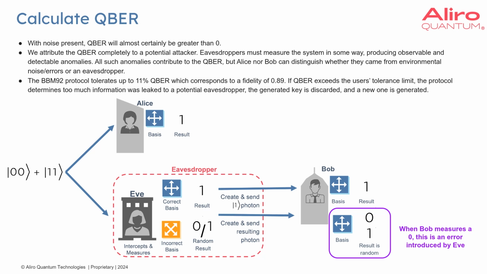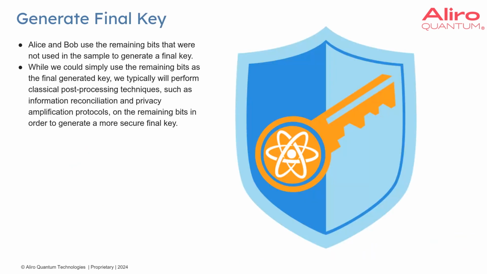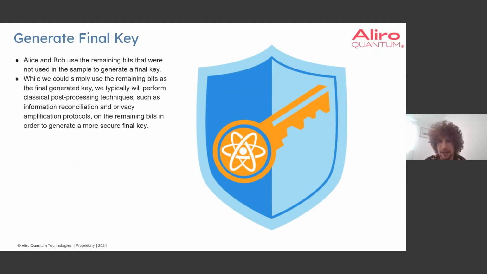The graphic below shows how an eavesdropper could contribute to qubit error rate. Alice and Bob use the remaining bits that were not used in the sample to estimate qubit error rate to generate a final key. While we could simply use the remaining bits as the final generated key, we will typically perform classical post-processing techniques such as information reconciliation and privacy amplification protocols on the remaining bits in order to generate a more secure final key. These classical post-processing techniques will be discussed in more detail in a webinar coming up soon.